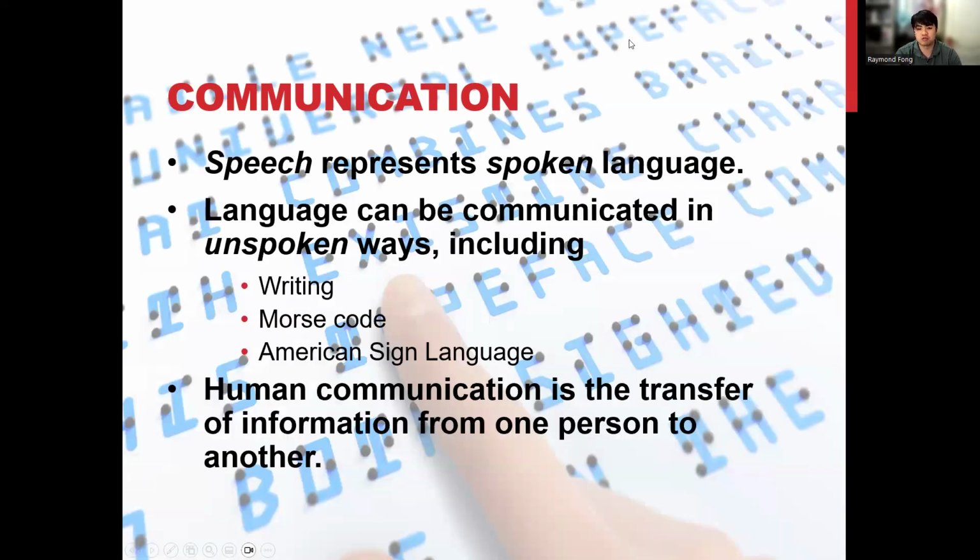All right, speech represents spoken language. Language can be communicated, though, in unspoken ways, including writing, Morse code, and American Sign Language. Human communication is the sharing of information from one person to another. We already know that, right? So we think about writing, Morse, American Sign Language. These are different ways of communicating, and when you communicate in this way, it's very different from when you're speaking.